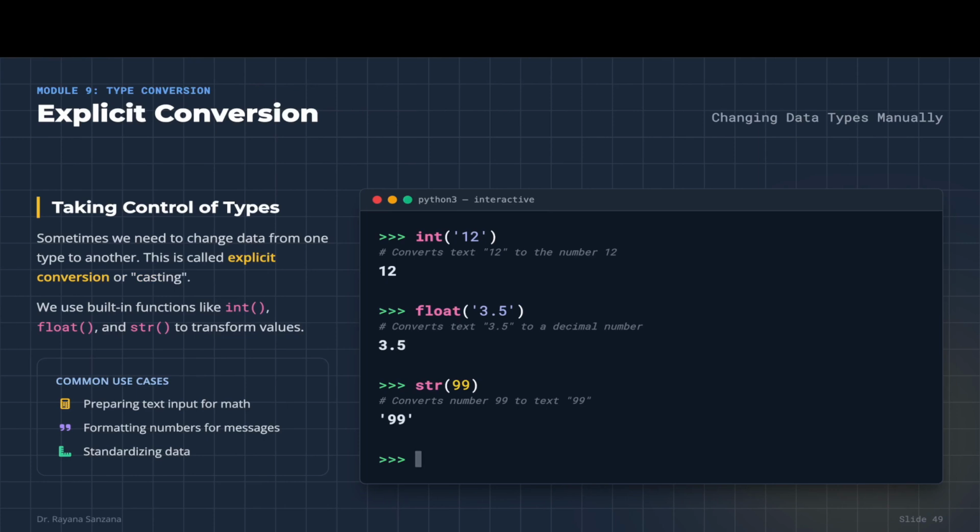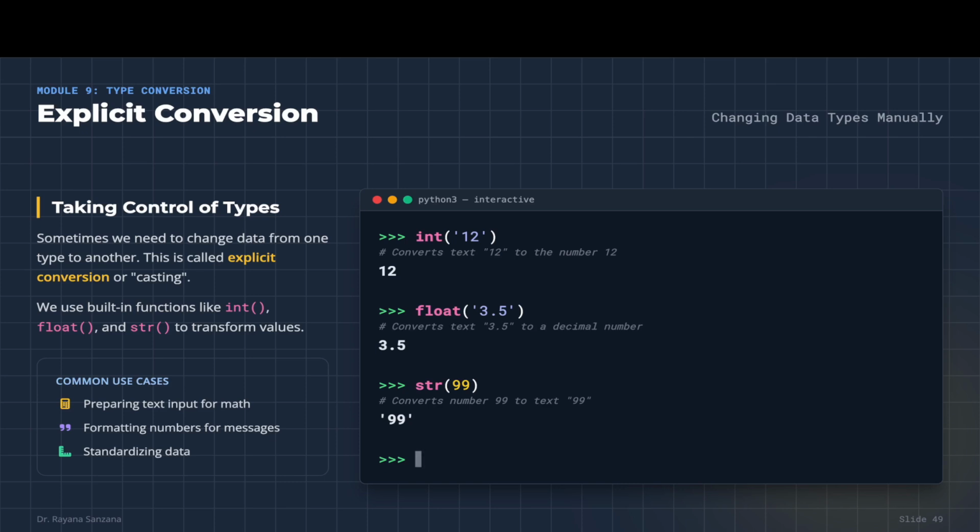Sometimes we need to change the data from one type to another. We use functions like int() to turn a decimal or string into a whole number. Int("12") takes a string "12", text, and converts it into integer 12, as in a number. Now you can do maths with it. Float("3.5") is similar to integer, but for decimal numbers. It takes a string "3.5" and makes it a float.